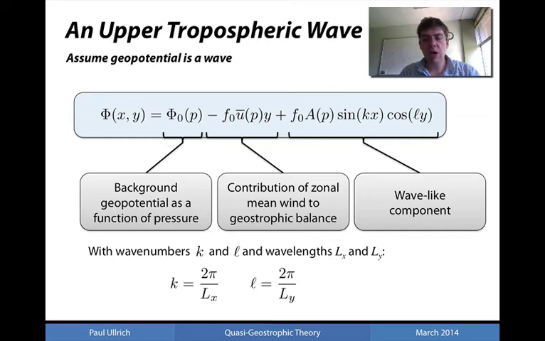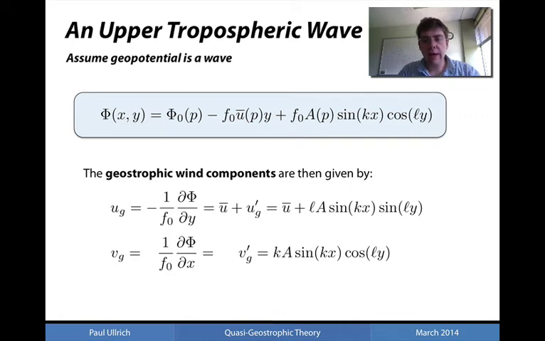So the wave-like component is what we're primarily going to be interested in and understand how this wave develops over time. We have wave numbers k and l associated with wavelengths Lx and Ly of the wave, here defined as k equals 2 pi divided by Lx, and 2 pi divided by Ly is going to be defined as lowercase l.